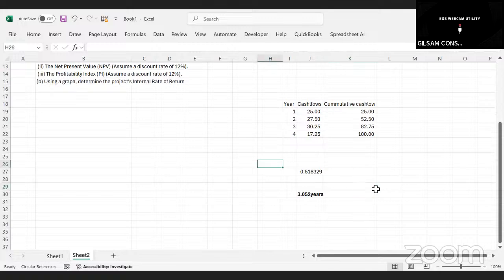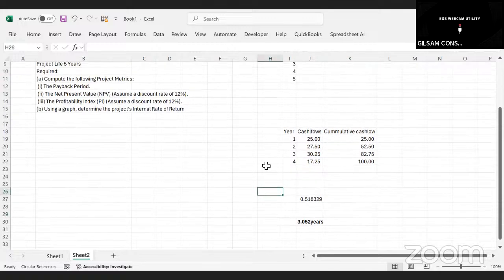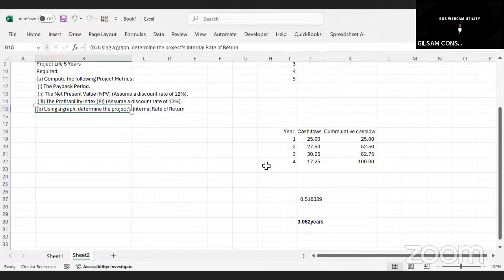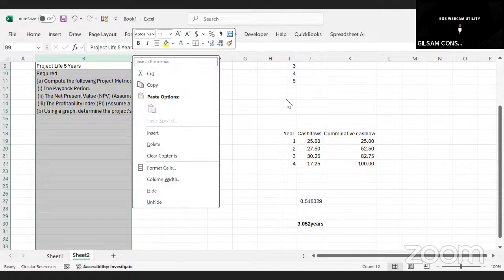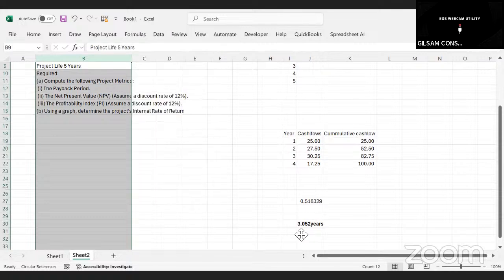Is that okay? Internal rate of return. How do we calculate the internal rate of return? Are you still there?